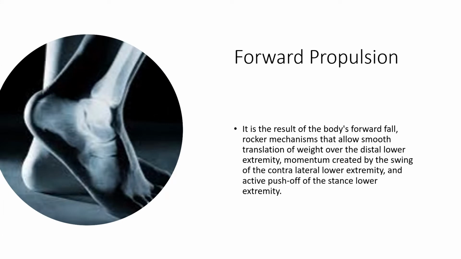Forward propulsion. That's the result of the body's forward fall, that rocker mechanism ability that we have, which allows smooth translation of the weight over the distal lower extremity. This also creates a bit of momentum created by that swing of the contralateral lower extremity and the active push-off of the stance lower extremity.